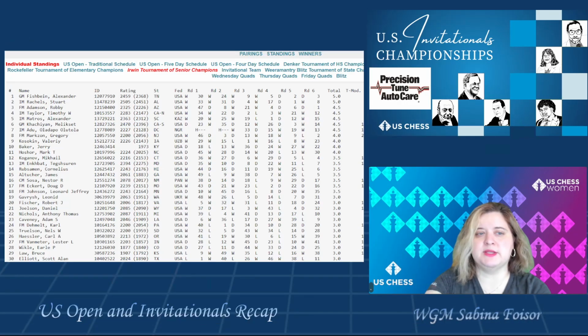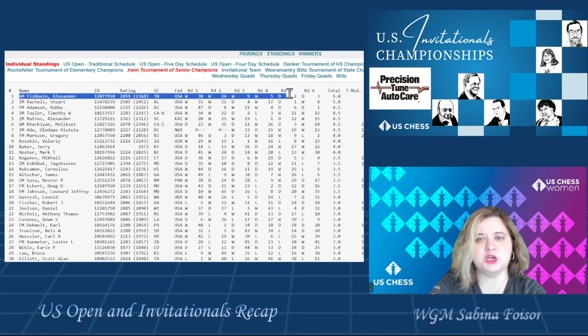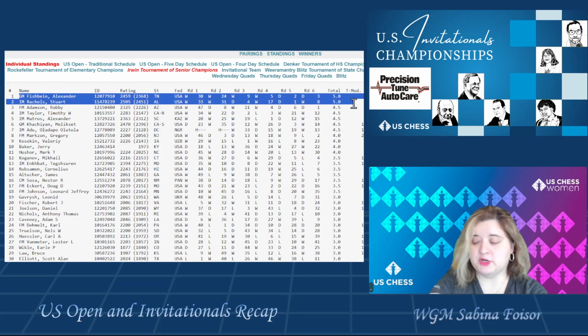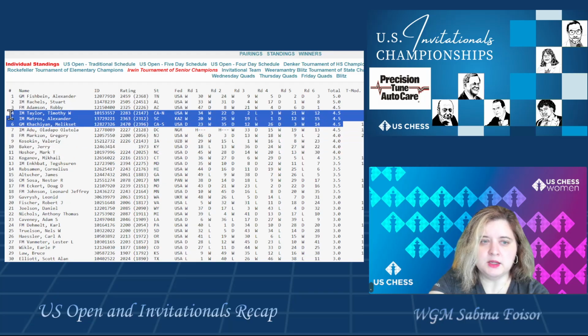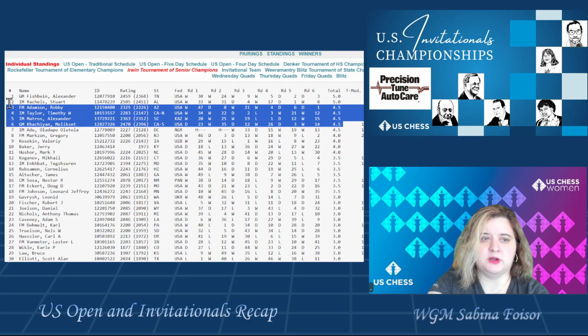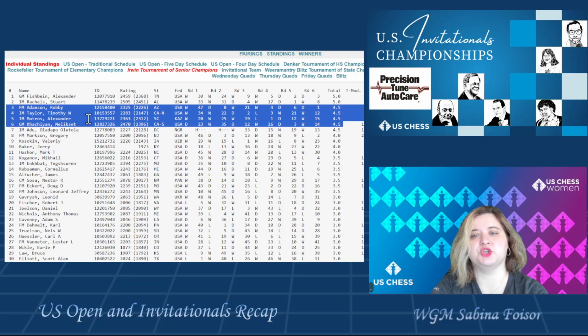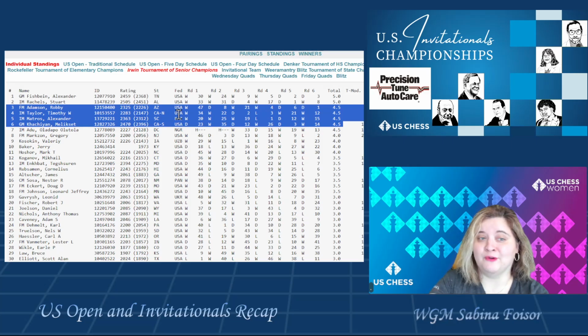So we had Grandmaster Alexander Fishbein and International Master Stuart Rachels finishing on shared first with 5 points out of 6. And then we had 4 players sharing third place: FIDE Master Robbie Adamson, International Masters Timothy Taylor and Alexander Matrosh, and Grandmaster Melik Kachan. All of them finished with 4.5. It was a very hard fought tournament.